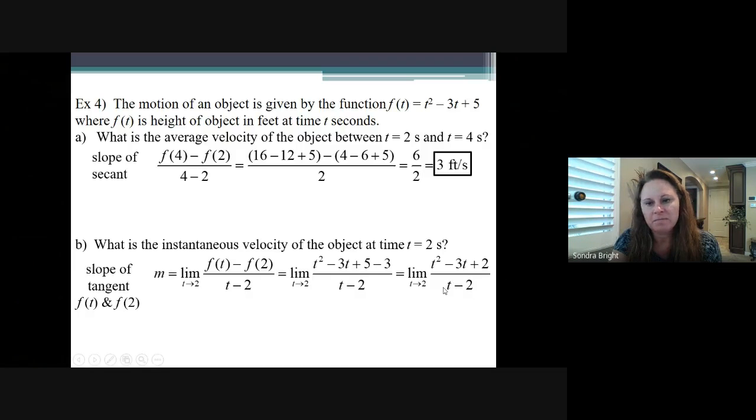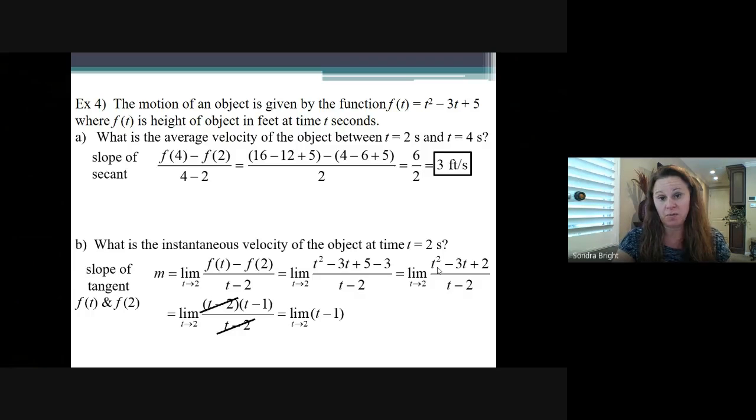Whatever is in the bottom should be one of the factors. So t minus 2 times what will give you this? T minus 2 times t minus 1. So the t minus 2's cancel, and now you're taking the limit of t minus 1 as t goes to 2. Plug that 2 in, and you get 1 foot per second. So that's the instantaneous velocity right at 2 seconds.